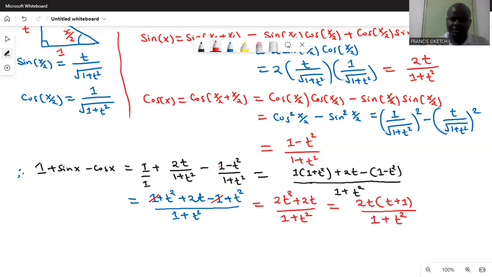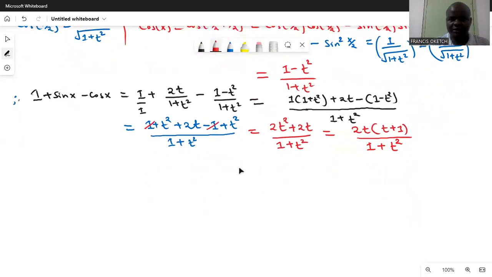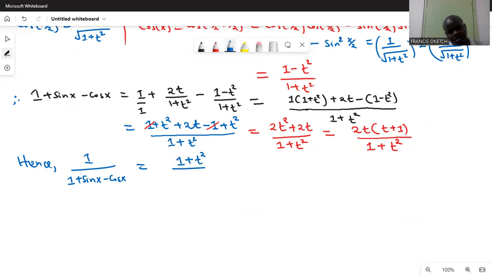So now the reciprocal of 1 plus sine x minus cos x, what will that give us? So hence, you can say 1 over 1 plus sine x minus cos x is the same as 1 plus t squared over 2t into t plus 1. So this is what we need to integrate with respect to x.